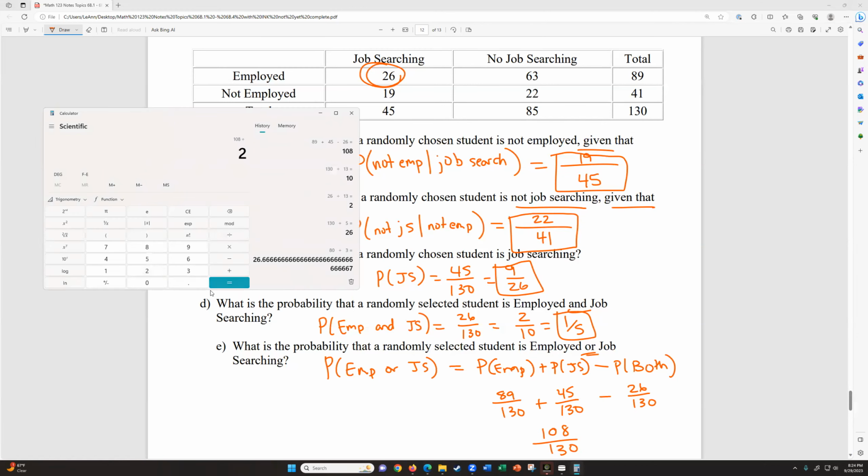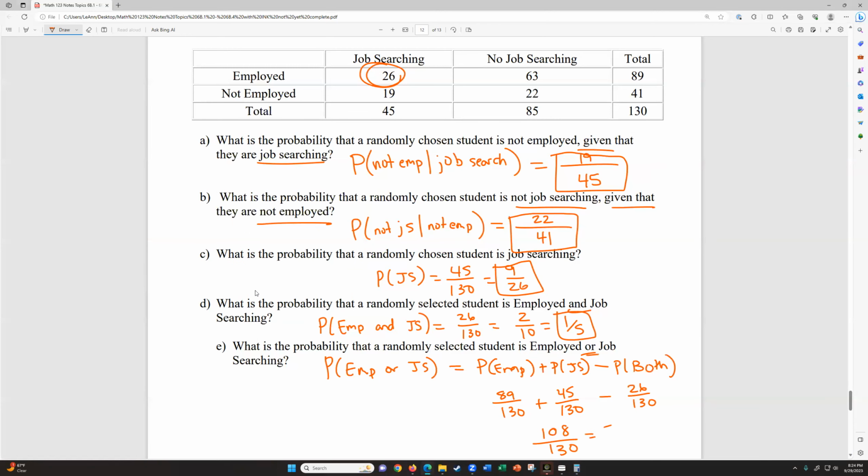108 is definitely divisible by 2. Actually, it might be divisible by 6. Let me see. Is 130 divisible by 6? No. So we can divide by 2 first. Let's start with that. So 54, then we can check if it goes more.